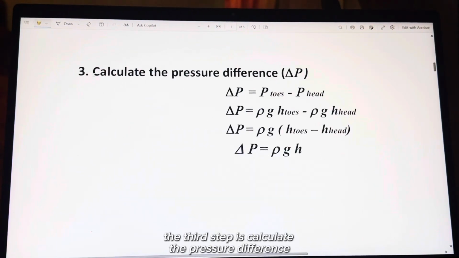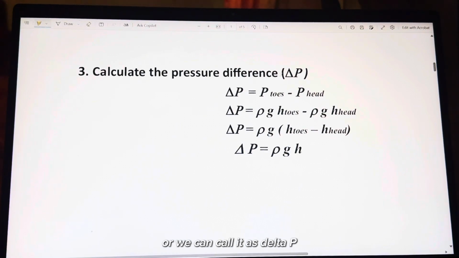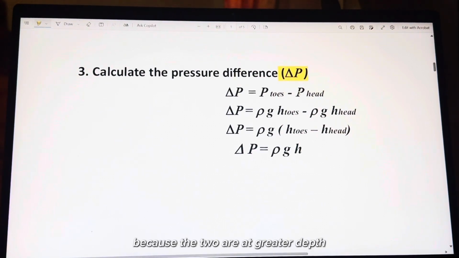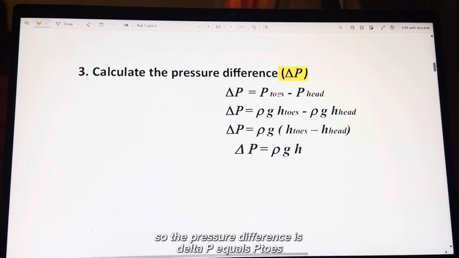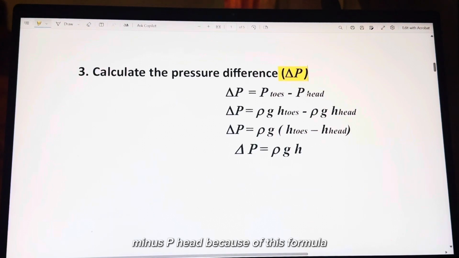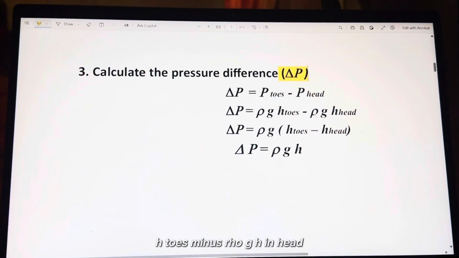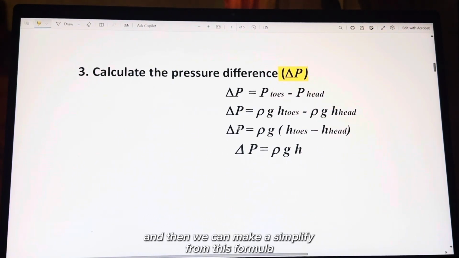And then the third step is to calculate the pressure difference, or delta P. As we know, the pressure at the toes will be greater than the pressure at the head because the toes are at greater depth. So the pressure difference is delta P equals P toes minus P head. Because of this, the formula is delta P equals rho G H toes minus rho G H head.